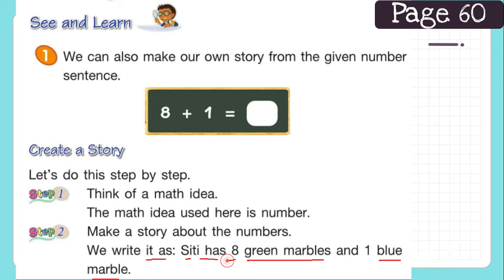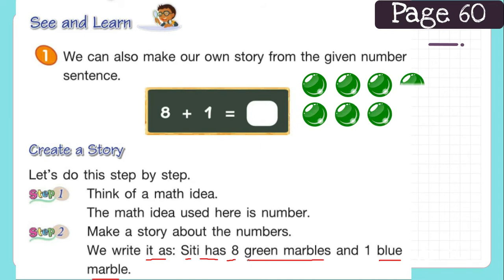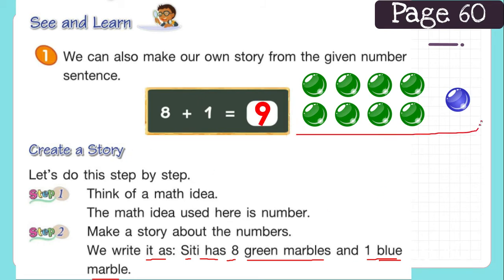City has 8 green marbles. So there should be 8 marbles in the picture. Okay, so we have here 6, 7, 8. And then we're going to draw one blue marble. There you go. So we have here the story: City has 8 green marbles and one blue marble. So 8 plus 1 is 9. You're going to put them all together.